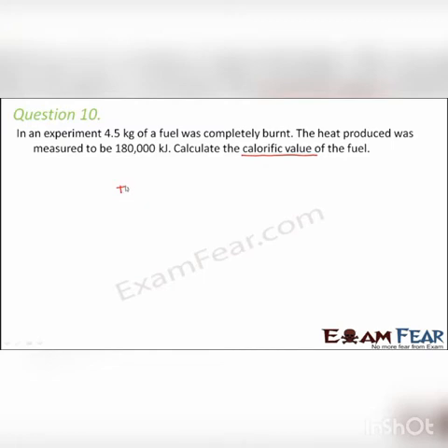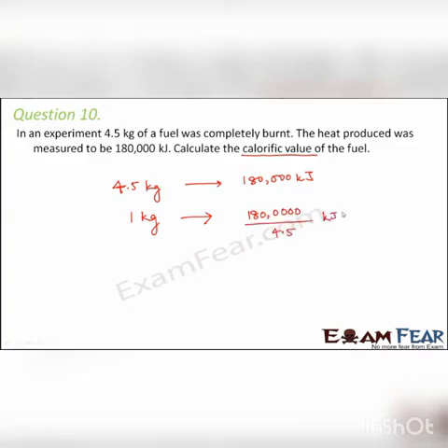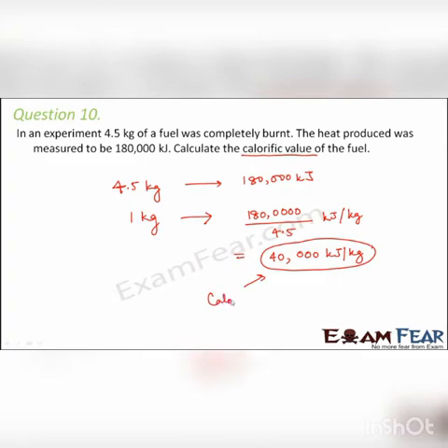So the question says that 4.5 kg of fuel was completely burned to produce 1,80,000 kilojoules of energy. So when 1 kg of fuel is completely burned, how many kilojoules will be produced? 1,80,000 divided by 4.5 kilojoules per kg. So this comes out to be 40,000 kilojoules per kg. So this would be the calorific value of the fuel.